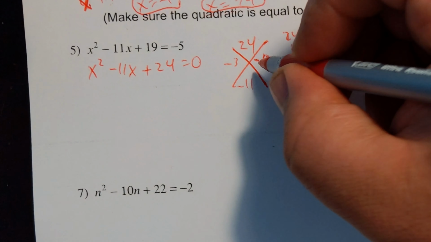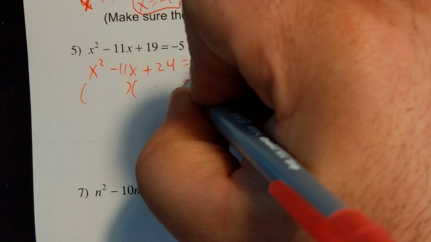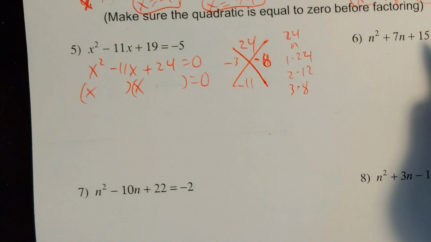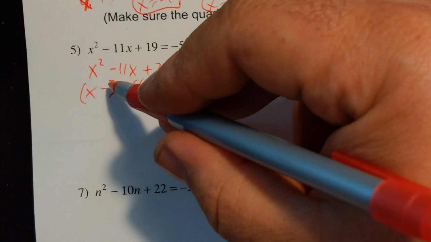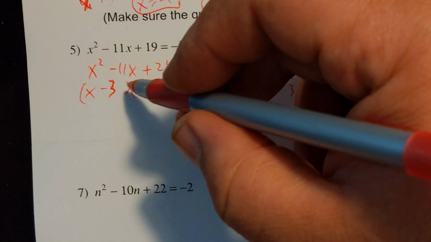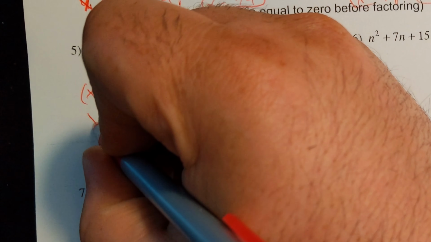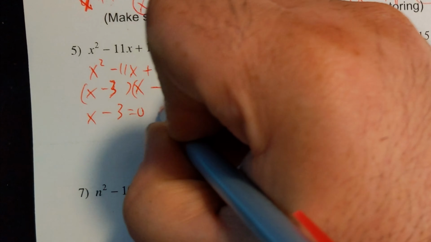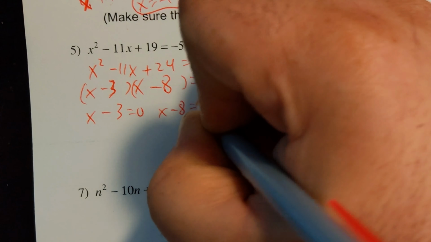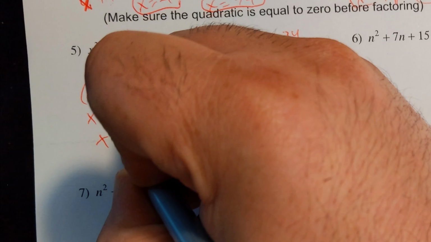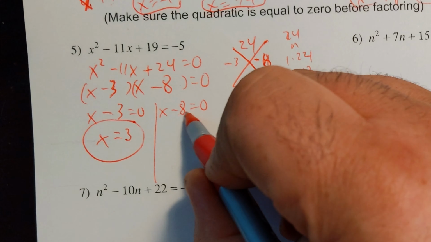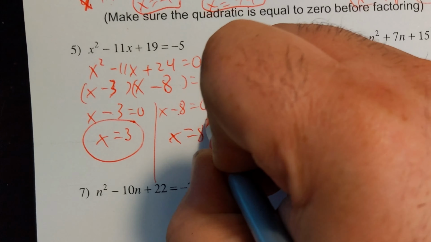So now that I have my factors, I'm going to put x in front of both of these, negative 3, negative 8. I don't have to worry about factoring out anything because they don't have anything in common. Set each one equal to 0, and then solve them separate. So if I add 3 to both sides, I get 3, and if I add 8 to both sides, I get 8.